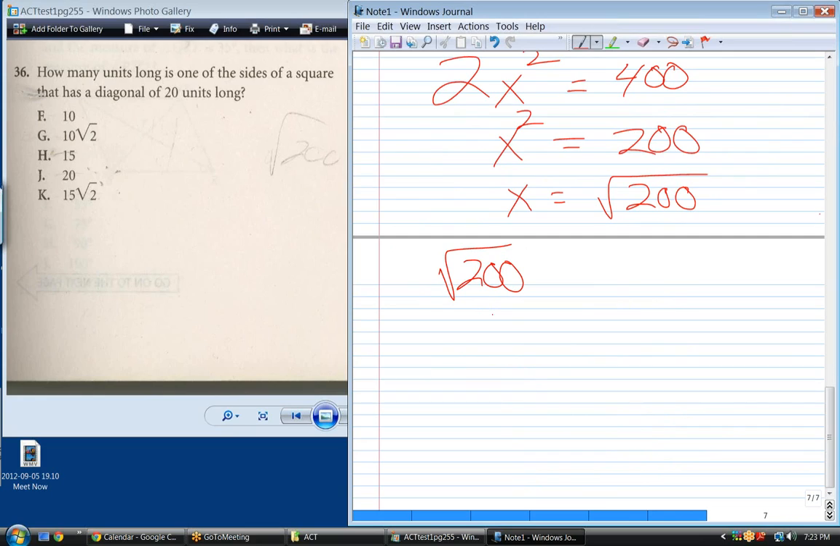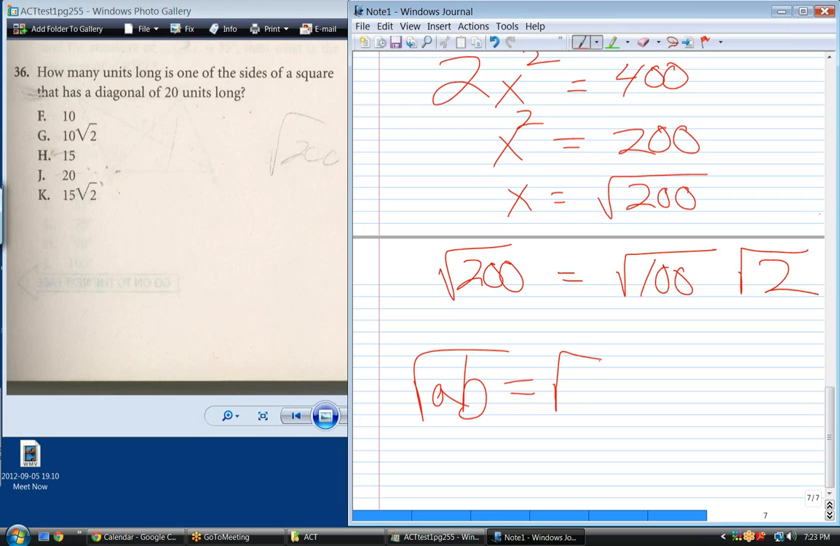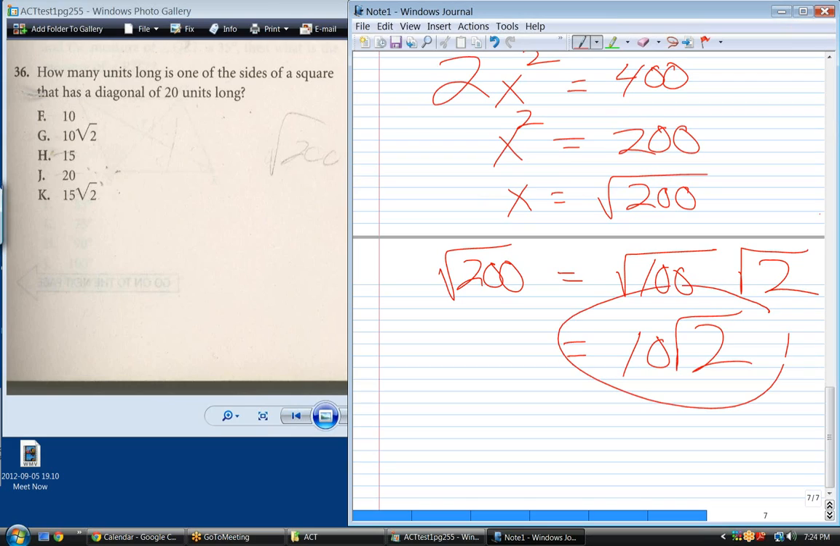Well, let me look for factors of 200 where one of the factors is a perfect square. So how about that's the square root of 100 times the square root of 2? In other words, the square root of a times b is equal to the square root of a times the square root of b. So I can say the square root of 200 is equal to the square root of 100 times the square root of 2. What's the square root of 100? 10. There's my answer.